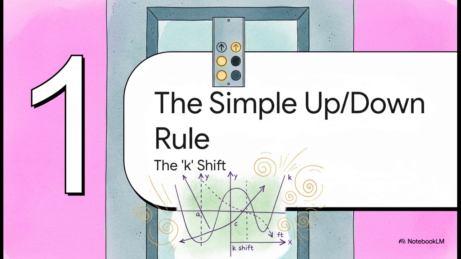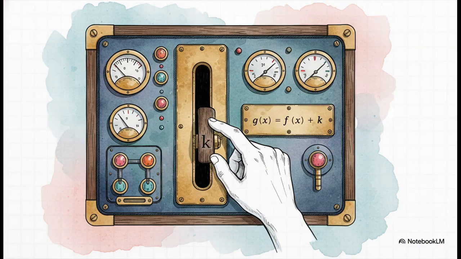Okay, so how do we actually press the buttons on this mathematical elevator? Well, it all comes down to one super simple rule. And when I say simple, I really mean it. This is where the magic is. Here it is. The whole control panel is just one little letter, k. When you see a function that looks like this, g of x equals f of x plus k, think of it as a recipe. It's just telling you that your new graph, g of x, is the exact same as your original graph, f of x, but with some number k added or subtracted at the very end. And that k is our up or down command.